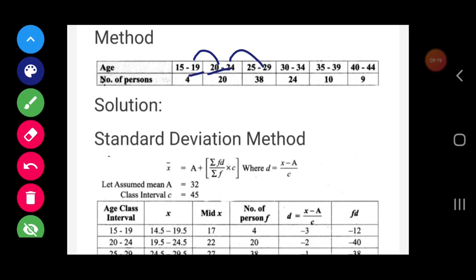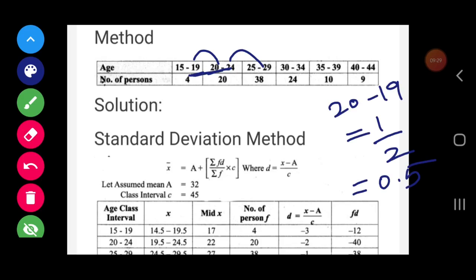So what we used to say, we have to take the difference value. 20 minus 19 will be 1. We have to divide it by 2. That will be the adjusted factor. We have studied the adjusted factor in 7th standard.